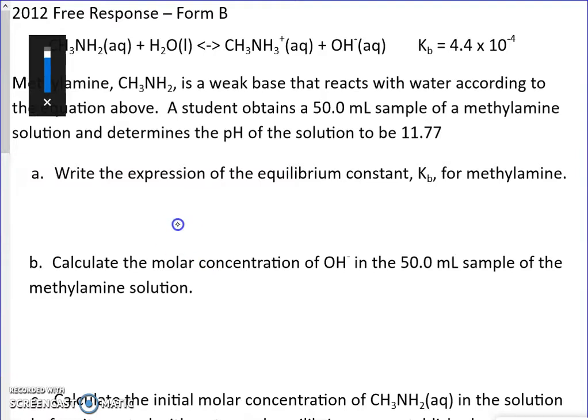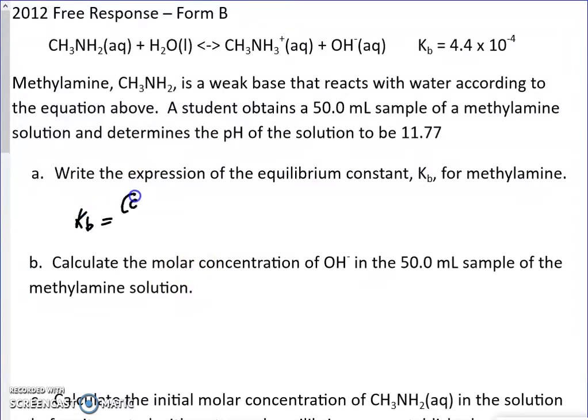So we have methylamine, CH3NH2, a weak base that reacts with water according to the equation above. A student obtains a 50 milliliter sample of the methylamine solution and determines the pH of the solution to be 11.7. First thing it says is to write the Kb expression. This is an easy giveaway point. Make sure we get this.